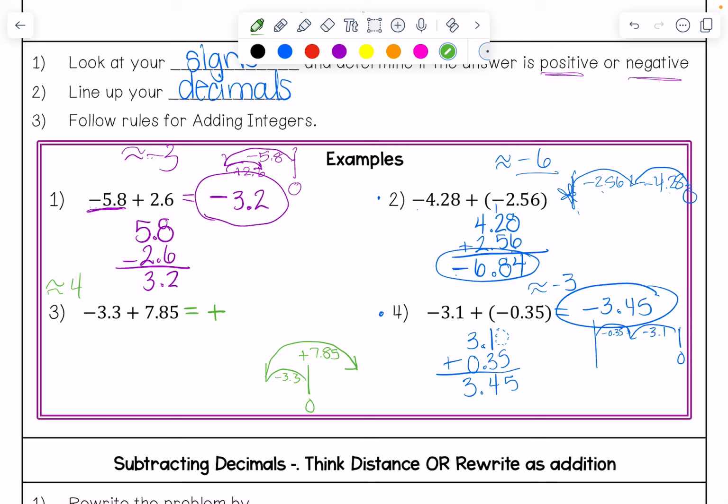And so again, I need to figure out the difference between those two numbers to figure out what my answer is. So we're going to start with the higher absolute value. That 7.85 has the higher absolute value. And we need to find the difference between 7 and 85 hundredths and 3 and 3/10. I can put a placeholder. So I get 4 and 55 hundredths. We said that it would be positive. We also had, our estimate was around 4, and so that is our answer.